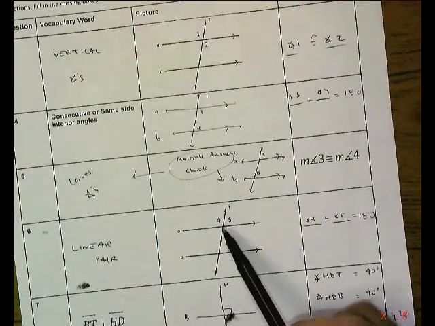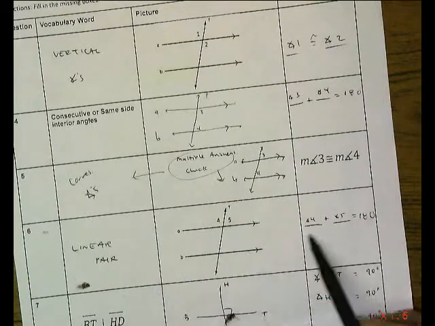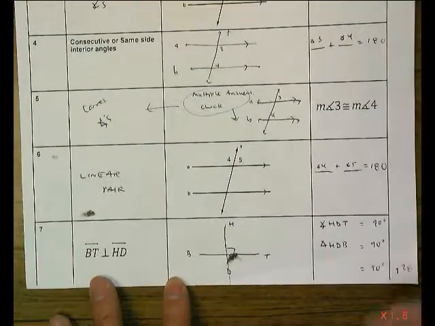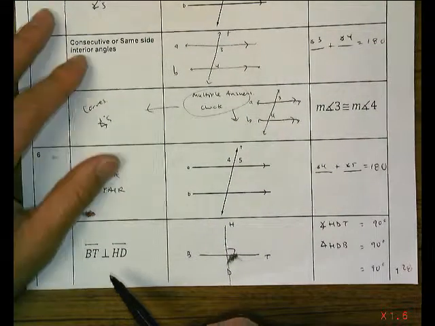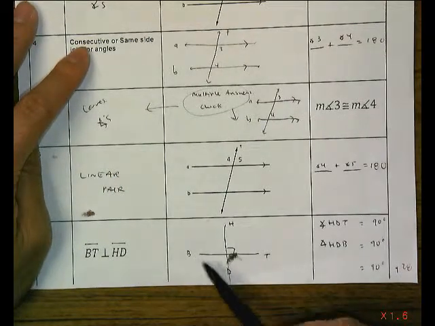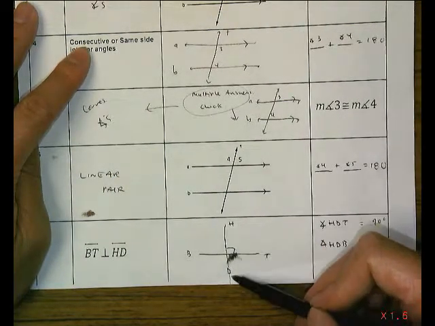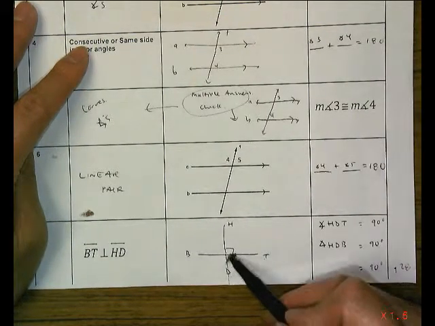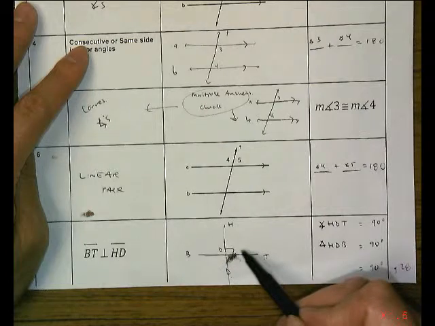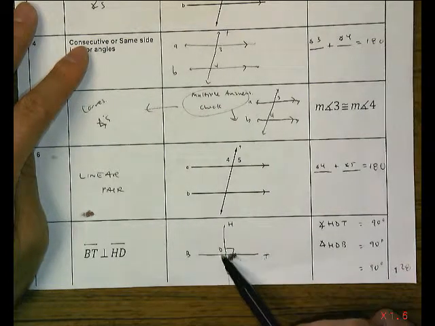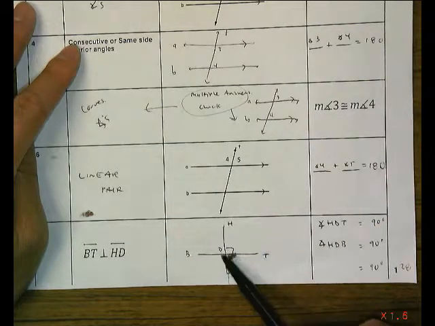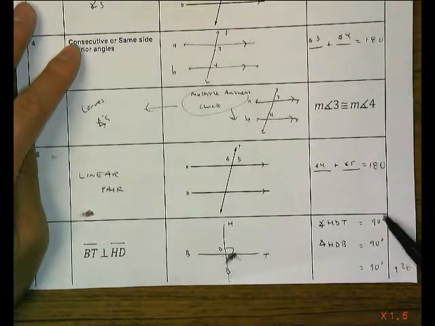Question number 6, angles 4 and 5, that's a linear pair. That's 4 plus 5 equals 180. Question number 7, BT is perpendicular to HD. So here's BT perpendicular to HD. Remember, any of these angles here, let's just say this was D right here. Perpendicular lines form right angles, and right angles are 90 degrees. So your equation would be any of these angles, HDT or HDB would be 90 degrees.